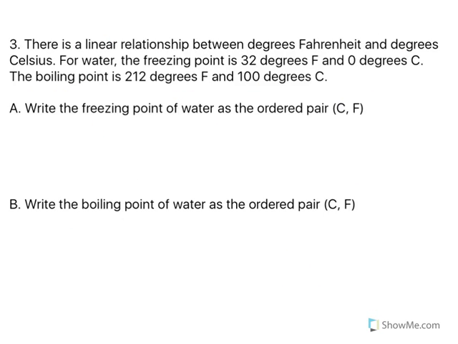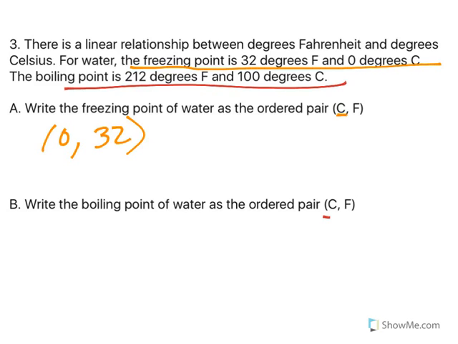All right, let's talk about number 3. There's a linear relationship between degrees Fahrenheit and degrees Celsius. For water, the freezing point is 32 degrees Fahrenheit, 0 degrees Celsius, and the boiling point is 212 degrees Fahrenheit and 100 degrees Celsius. Write the freezing point of water as an ordered pair. So we're talking about the freezing point. Celsius first, so (0, 32). Then it says boiling point. Celsius first, so (100, 212).